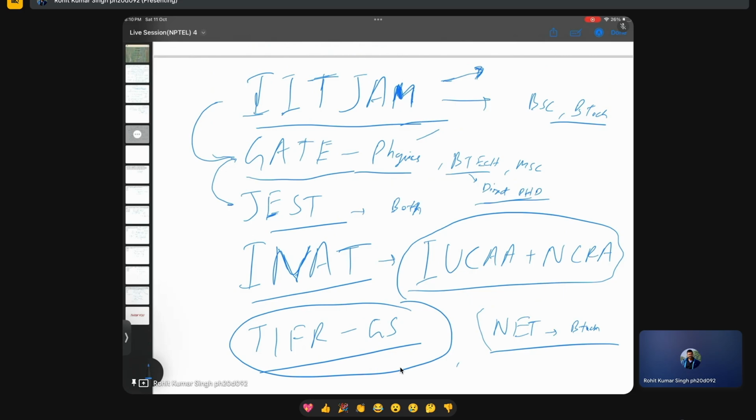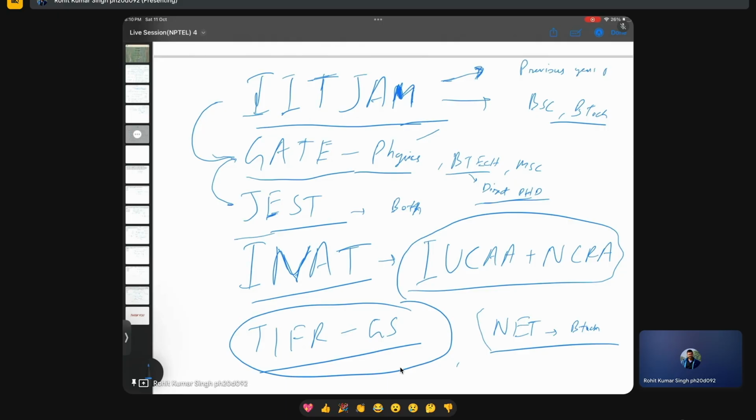small formulas. For example, in JEST the questions will be very conceptual. The formula alone will not work, so there you have to go a little deeper into the theory. But for IIT JAM, rather than going deep into the concepts, you need to solve problems very fast. You need to practice problem solving. So I'll say first go through the previous year papers. That is the best thing to do.